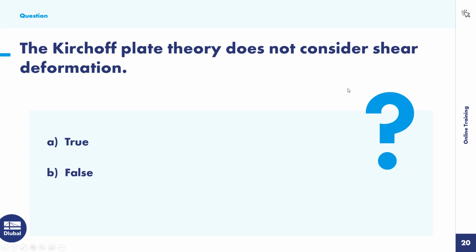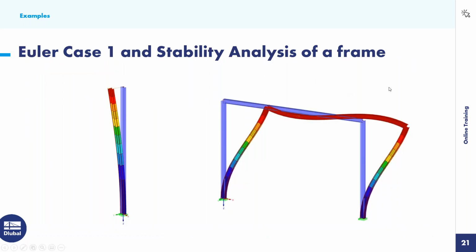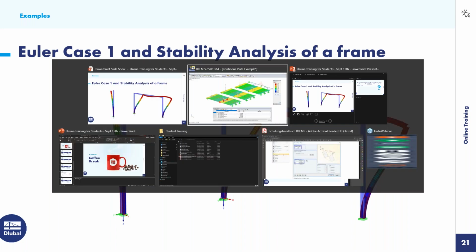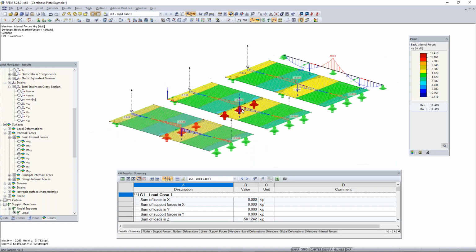So next thing to do is move on to our stability analysis example. This will be using our RF-STABILITY add-on module, so you'll get to see how the add-on modules work a little bit. So what we can do now is hop back to RFEM and begin modeling that example.